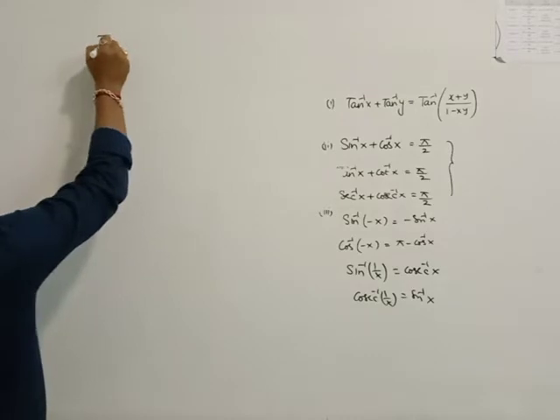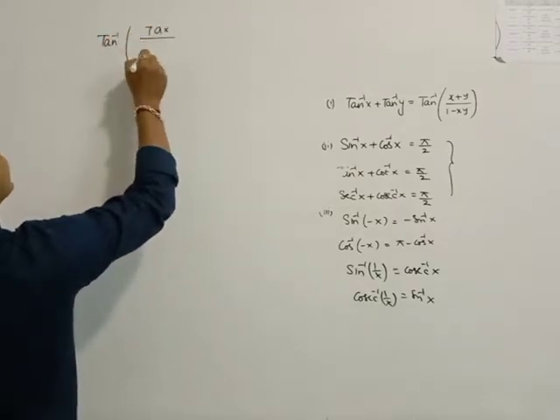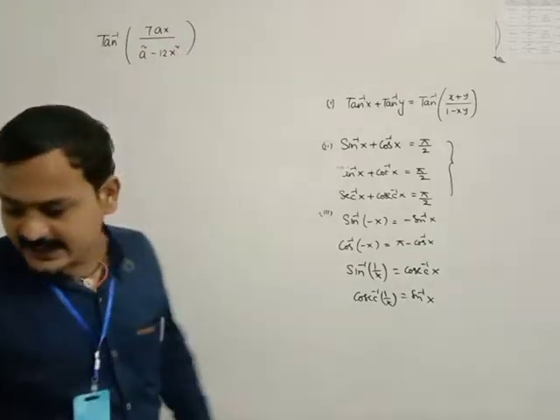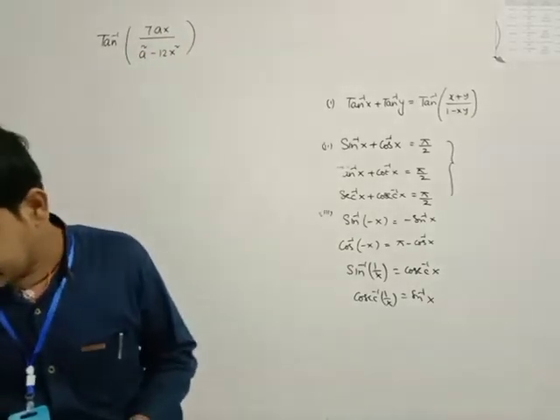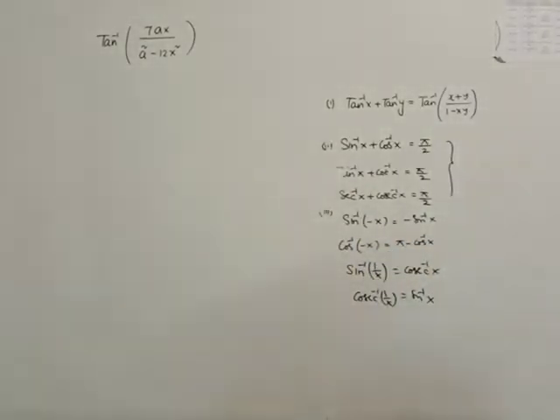Next one. Tan inverse of 7ax by a square minus 12x square. This is one of the problems in your textbook, a very good, nice problem. So how can you simplify this problem?